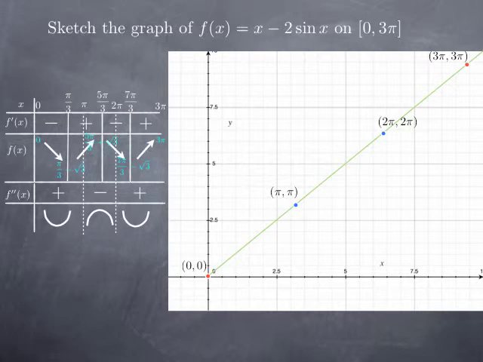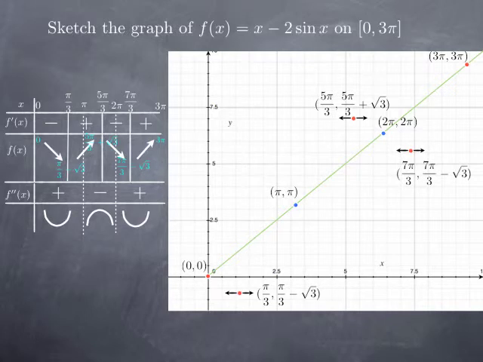The other important points that we have to plot are local extrema. So we have a local minimum at pi over 3, and there we have a horizontal tangent, a local maximum at 5 pi over 3, with again a horizontal tangent, and a second local minimum at 7 pi over 3. Here I have given both coordinates for each one of these local extrema.